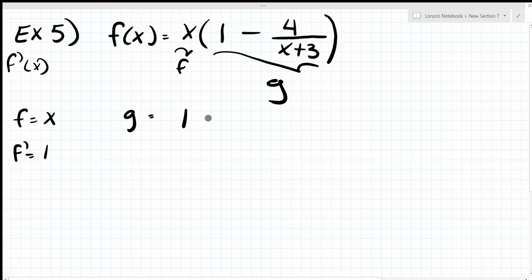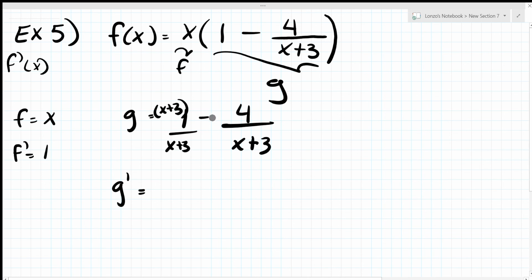G is 1 minus 4 over x plus 3. Now to take the derivative of that, you're going to have to use the product rule. Wait. Yeah, we're going to have to use the product rule, but first, we're subtracting fractions, so you got to get a common denominator. So the common denominator is x plus 3. So multiply this by x plus 3. So when you do this, you're going to get x minus 1 over x plus 3, right? Because when you combine x plus 3 minus 4, you're going to get this.